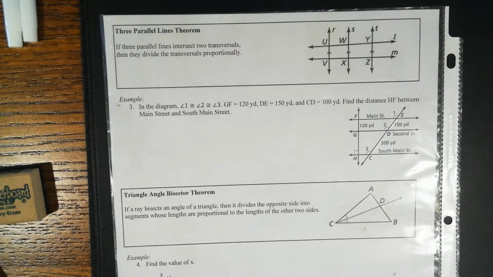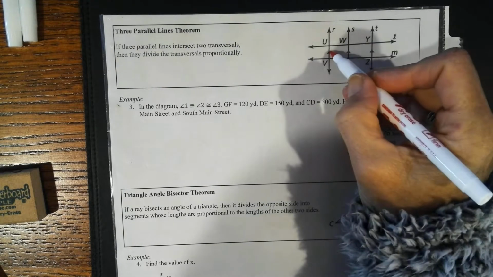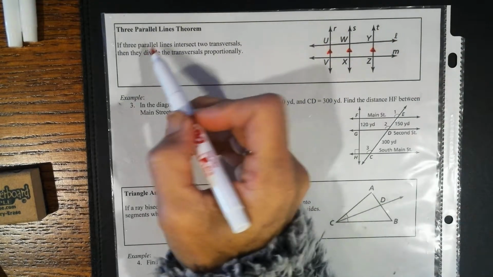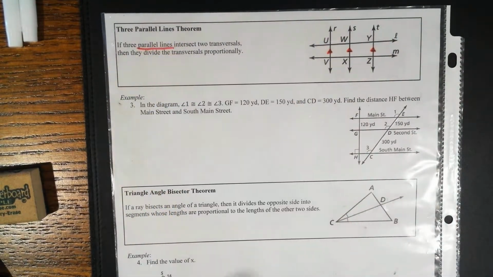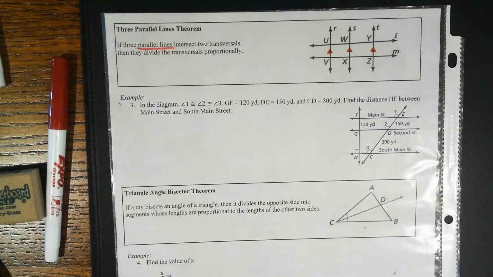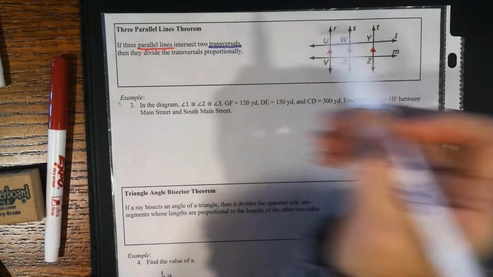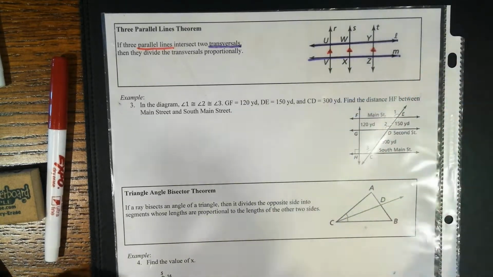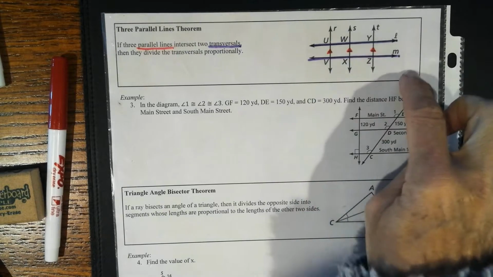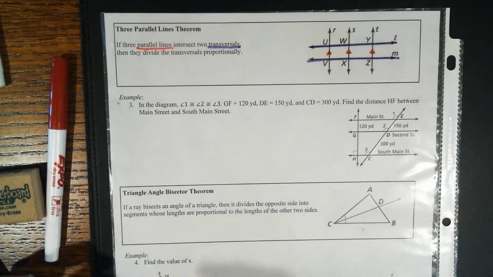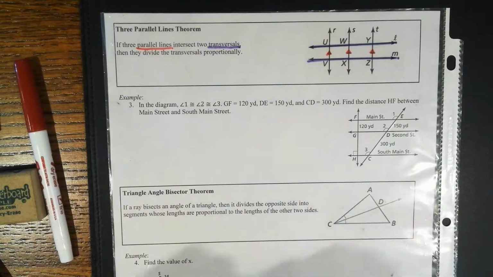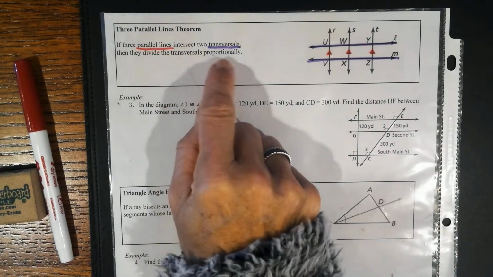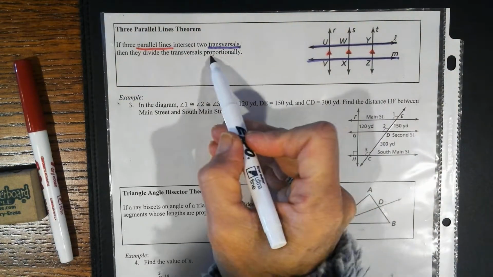So here, let's read it through. If 3 parallel lines intersect 2 transversals. So here's the parallel lines. Okay, and here's our transversals. This one is L, and this one is M. Okay, so these are parallel and they intersect L. And L and M don't have to be parallel in any sense of the word. They're all over the place. But what we know here is that they divide the transversals proportionally.